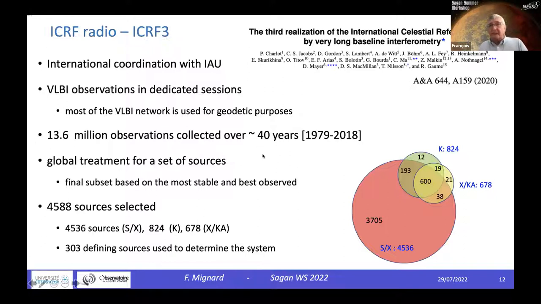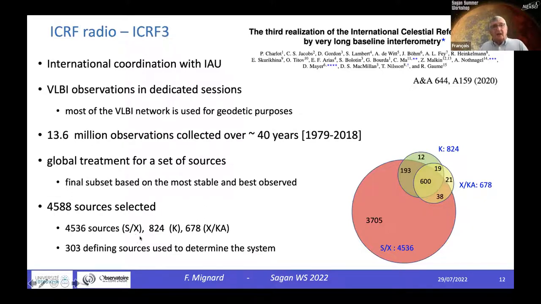Up to now for the ICRF, the solution number three, the solution adopted in 2018 by the IAU, there are above 30 million observations. An observation is a time delay. You point at a source and then you have a time delay between the two antennas that are pointing simultaneously in the same direction. These observations have been collected over 40 years. It means you can have time series to see whether the sources are really astrometrically stable, and then you can eliminate some sources over time. Global treatment is for a set of sources which is not very large. It's a few thousand of them, so 4,000 in the case of ICRF3.